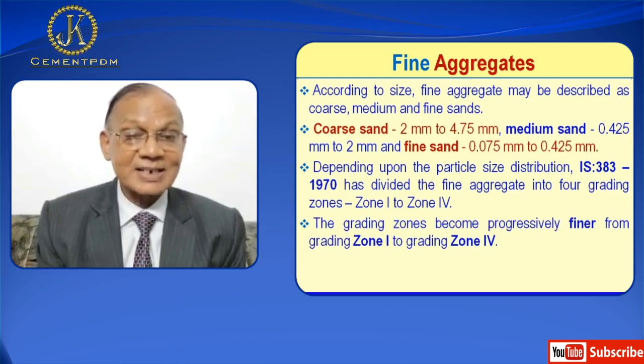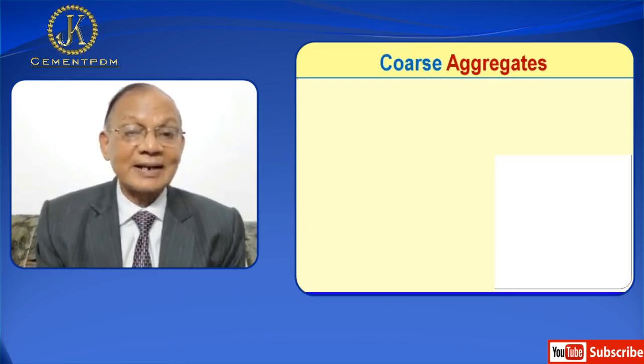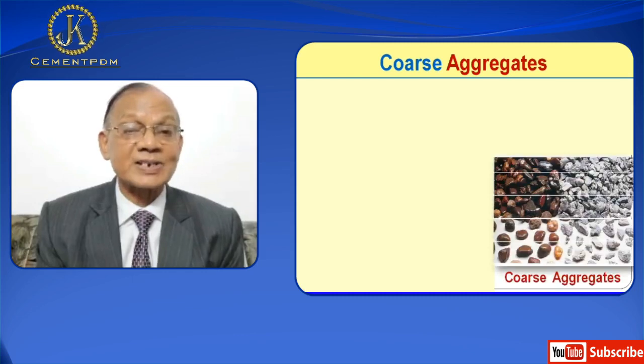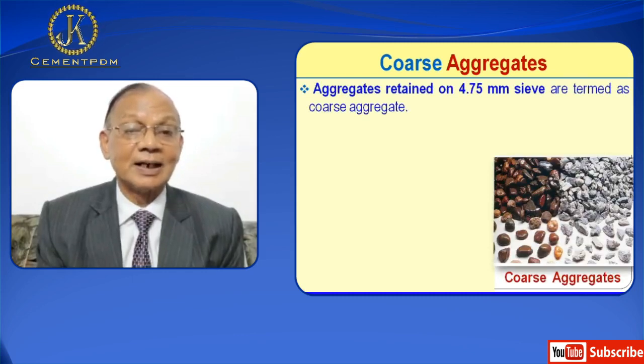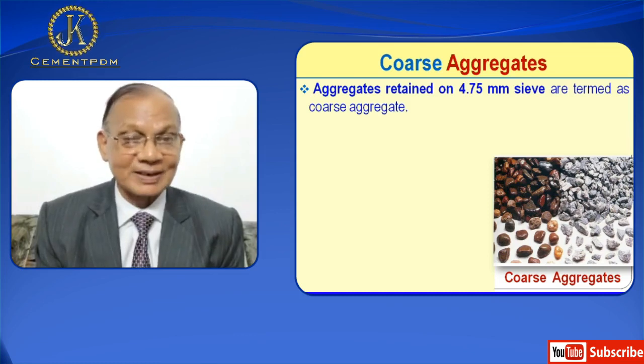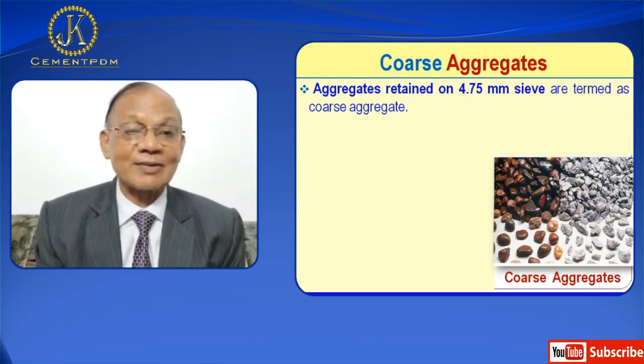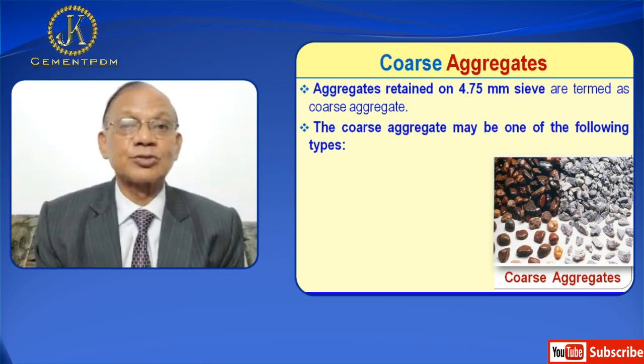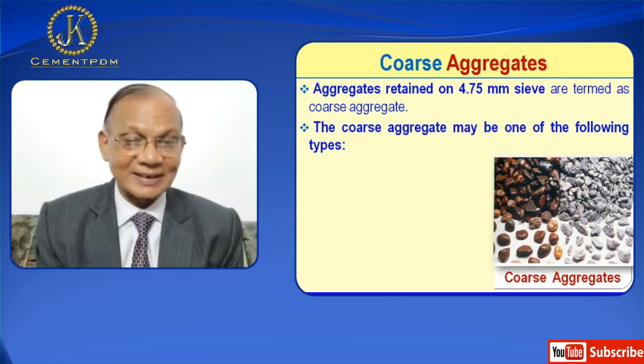Now I will discuss coarse aggregates. Aggregates retained on 4.75 mm sieve are termed as coarse aggregates. So you can see the difference between fine and coarse aggregate. Cutoff point is 4.75 mm. Retained on 4.75 mm is coarse. Passing through 4.75 mm is fine.